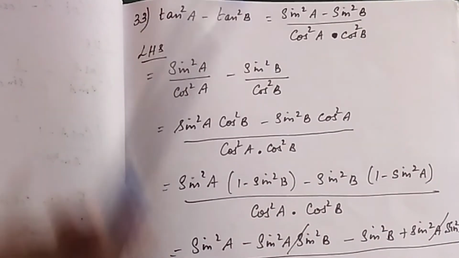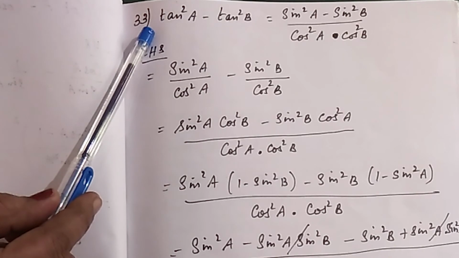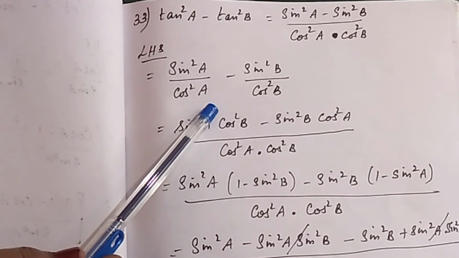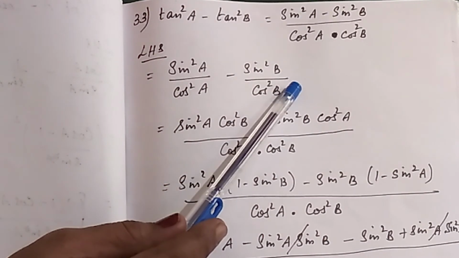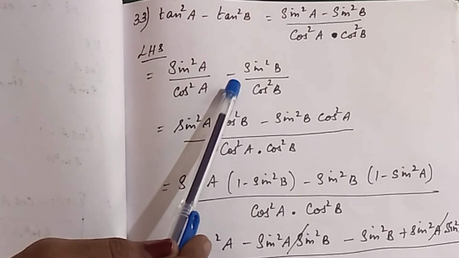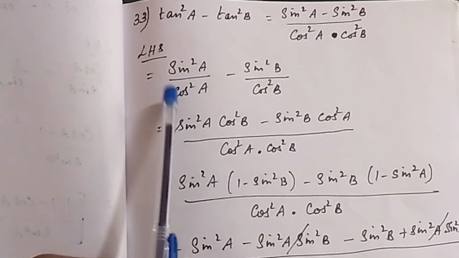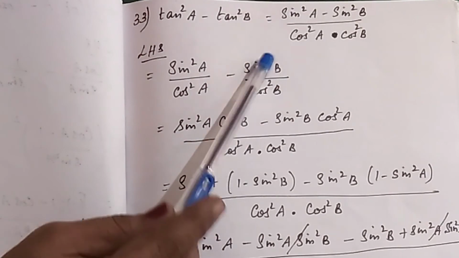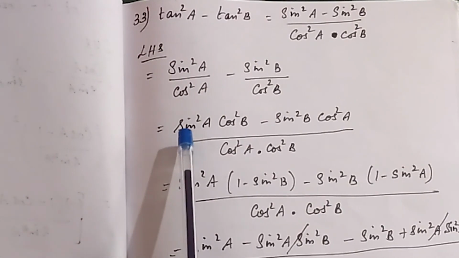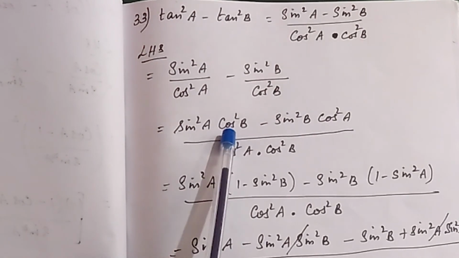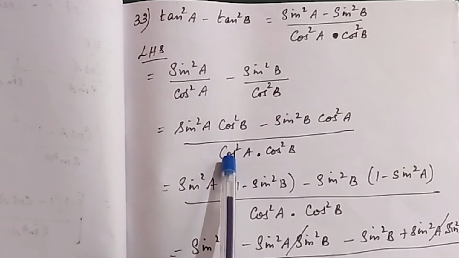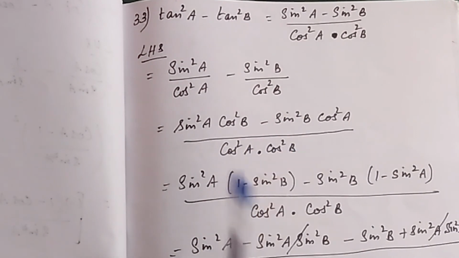So take the left hand side. Tan theta is equal to sin theta upon cos theta. So write sin squared A upon cos squared A minus sin squared B upon cos squared B. Now take LCM. So you will get (sin squared A cos squared B minus sin squared B cos squared A) upon (cos squared A into cos squared B).